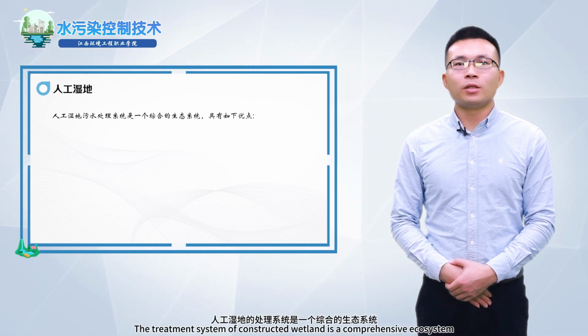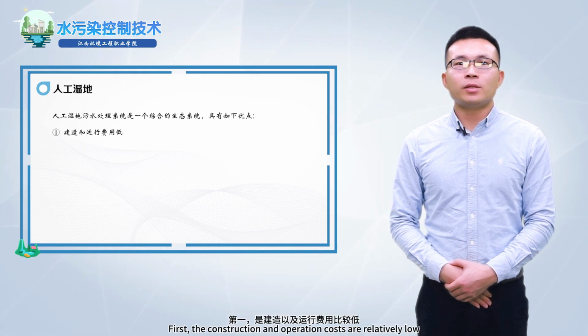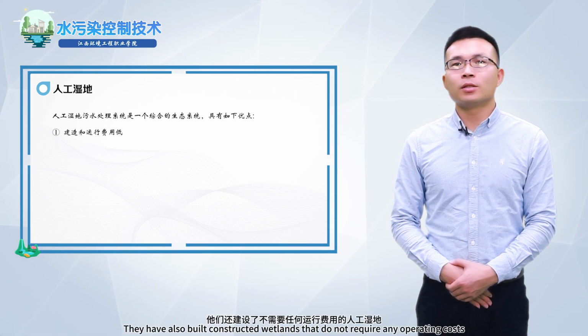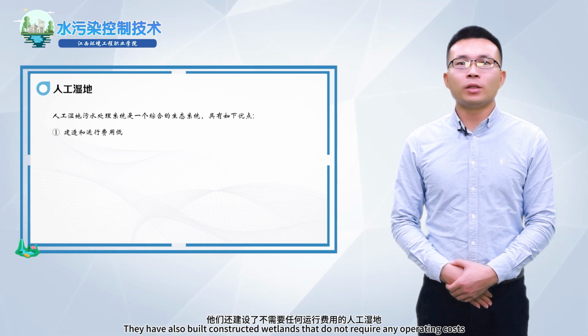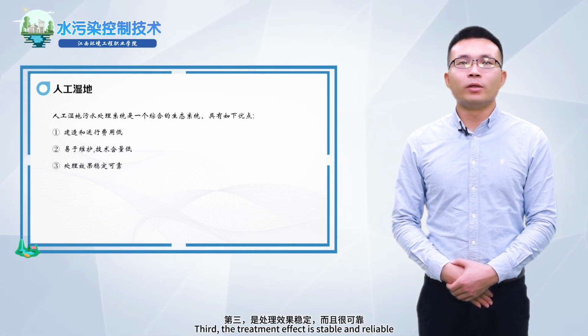The treatment system of a constructed wetland is a comprehensive ecosystem, and has the following advantages. First, the construction and operation costs are relatively low, especially some companies have even built constructed wetlands that do not require any operating costs. The second feature is easy maintenance and low technical content. Third, the treatment effect is stable and reliable.